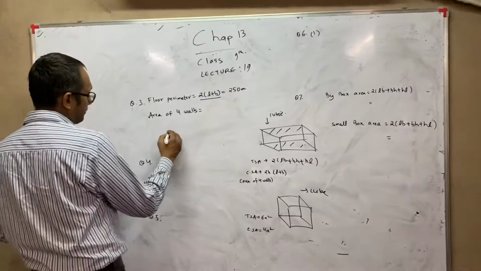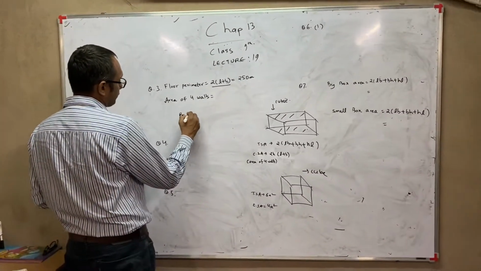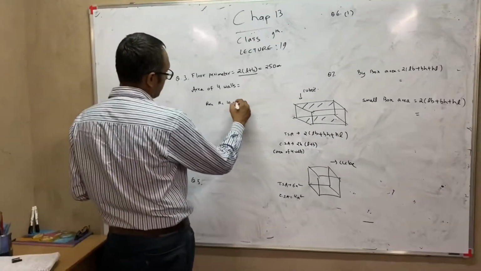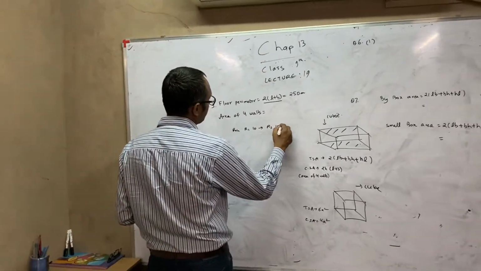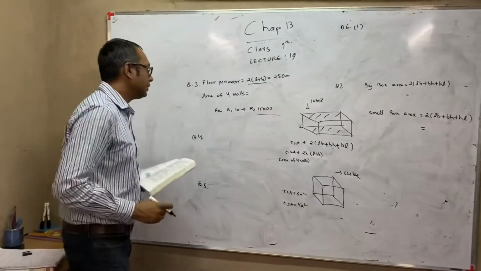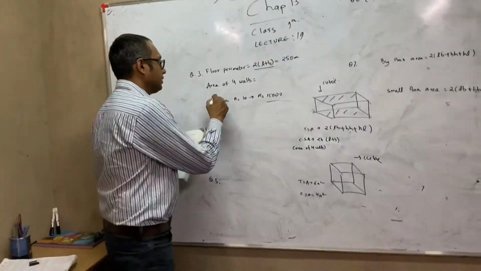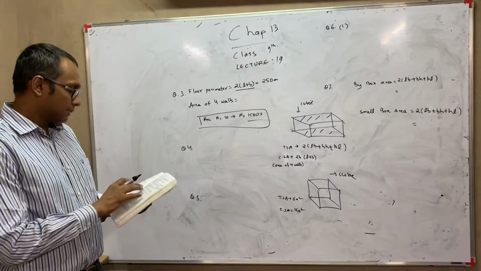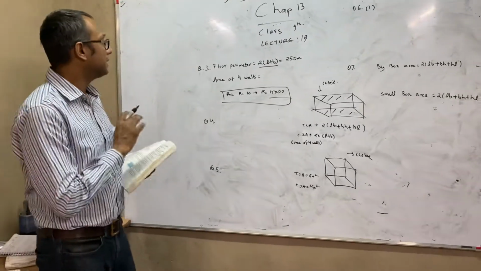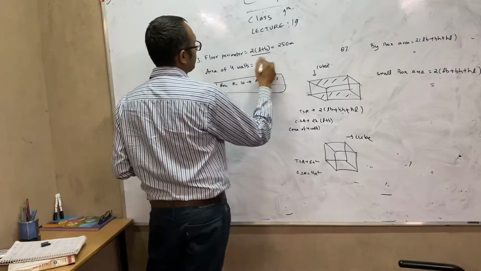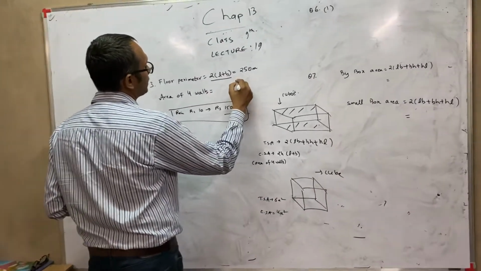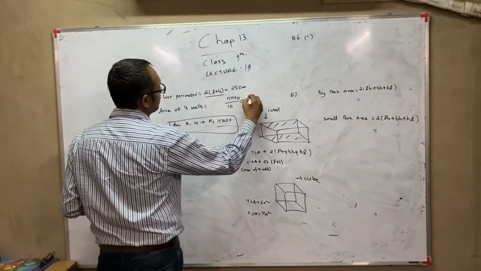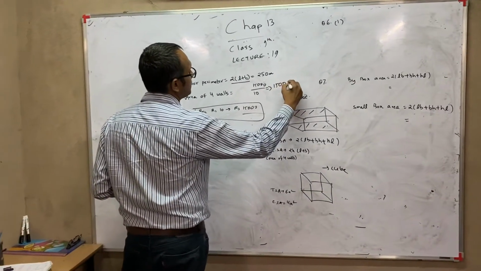They have given us that at the rate of rupees 10, the cost of painting is rupees 15,000. Now if I want to calculate the area of 4 walls, I can calculate very easily by dividing rupees 15,000 by 10. So I will do that. Area of 4 walls is obtained by dividing rupees 15,000 by 10. The area of 4 walls comes to 1500 meter square.